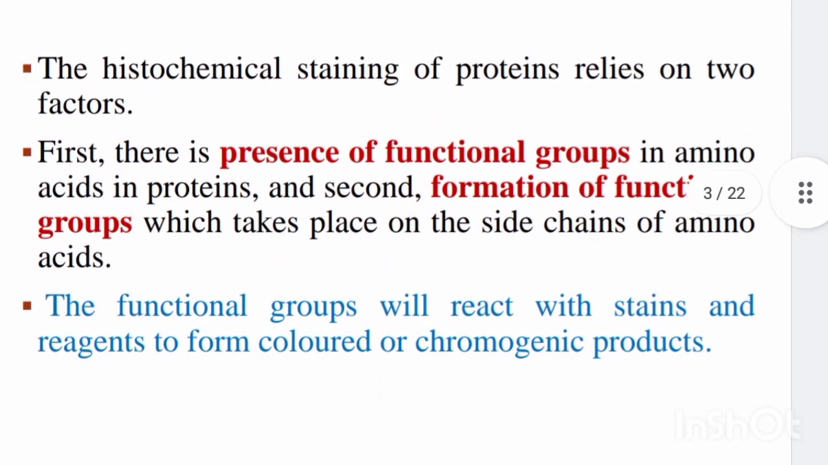There are also two factors. First is the presence of functional groups and second is the formation of functional groups on the side chain of amino acids. These functional groups react with the stain, or we can say the reagent, and give the colored result. In the histological stains, Bromophenol blue and Congo red method, we will see the end result. In Bromophenol blue, the end result is blue. Therefore it is a mercury Bromophenol blue.